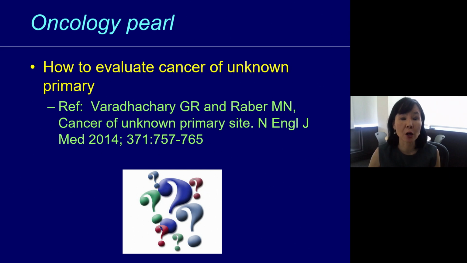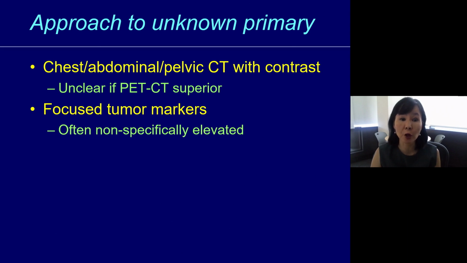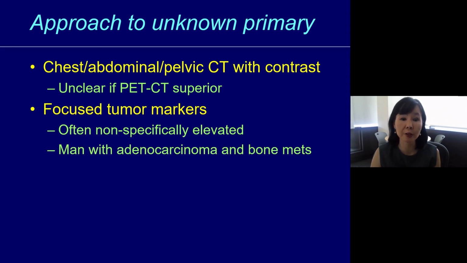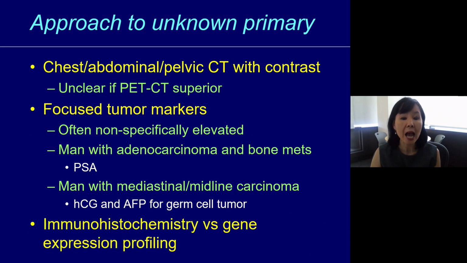So what I'd like to talk about is how to evaluate a cancer of unknown primary. And the first thing that you want to do is definitely a chest, abdominal, pelvic CT scan with contrast. It's unclear if a PET CT is superior or not. Focused tumor markers can often be non-specifically elevated, but a man with adenocarcinoma in bone mets, you do a PSA. A man with a mediastinal midline carcinoma like this person had, it would be an HCG and alpha fetoprotein for a germ cell tumor. And then immunohistochemistry or gene expression profiling could also be helpful to determine the primary site.